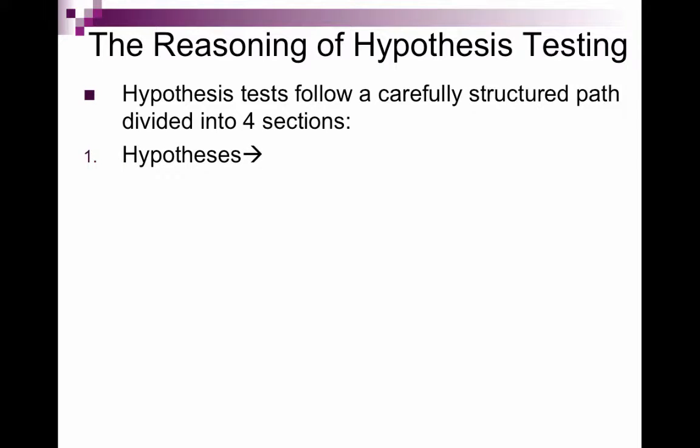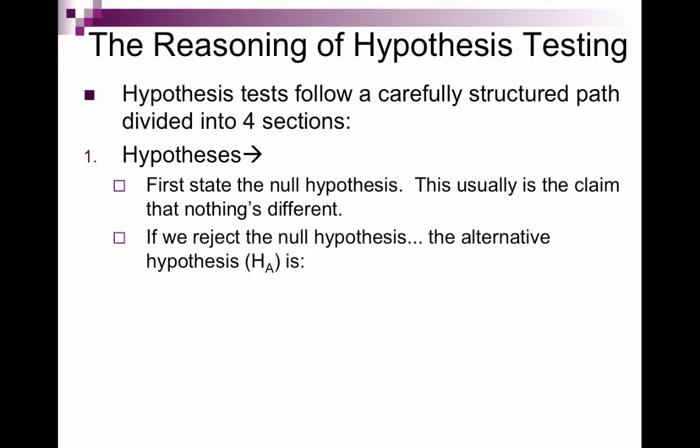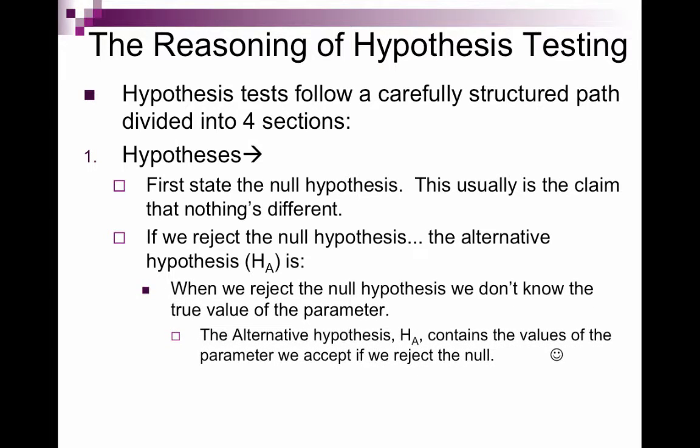The first section is the hypotheses. You first state the null hypothesis. This is usually the claim that nothing is different. Again, null meaning nothing. Nothing new, nothing different, nothing out of the ordinary. If we reject the null hypothesis, we find in favor of the alternative hypothesis, H sub A. So this is when we reject the null hypothesis, but we still don't know the true parameter.